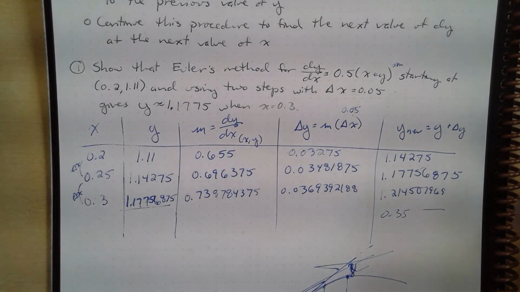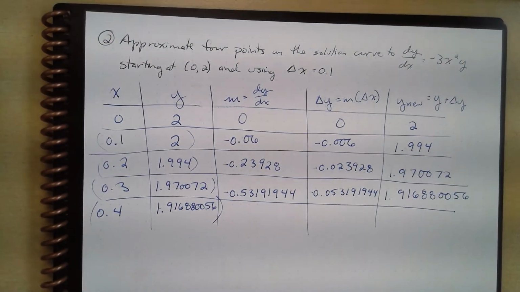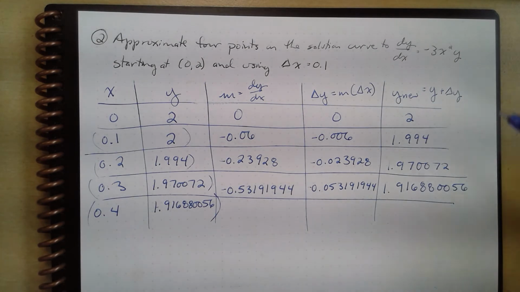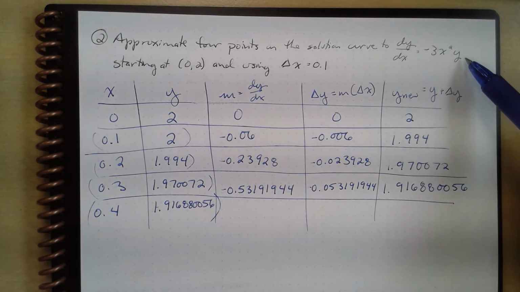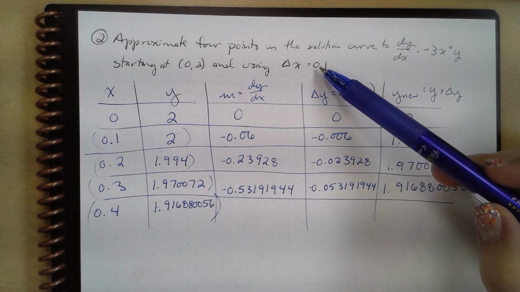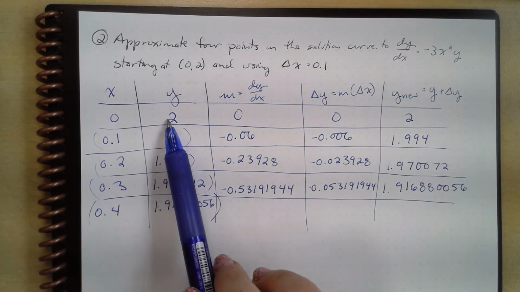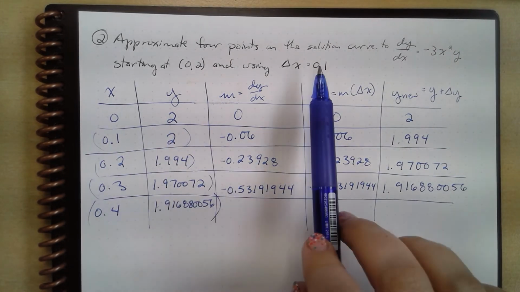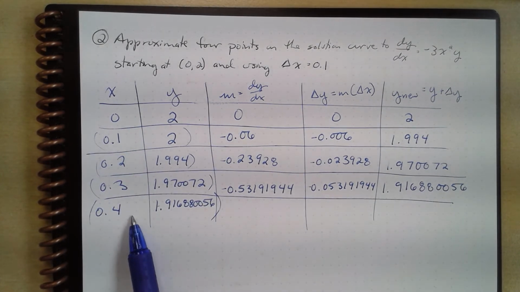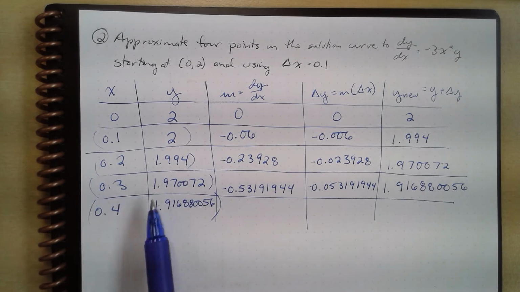Okay, let's do one more example. We're asked to approximate 4 points on the solution curve to dy dx equals negative 3x squared y, starting at 0, 2 and using delta x equals 0.1. Well, if I start at 0, 2 and I have 4 points with my delta x, I'm going to have 0.1, 0.2, 0.3, and 0.4. Okay, so I can approximate 4 points.